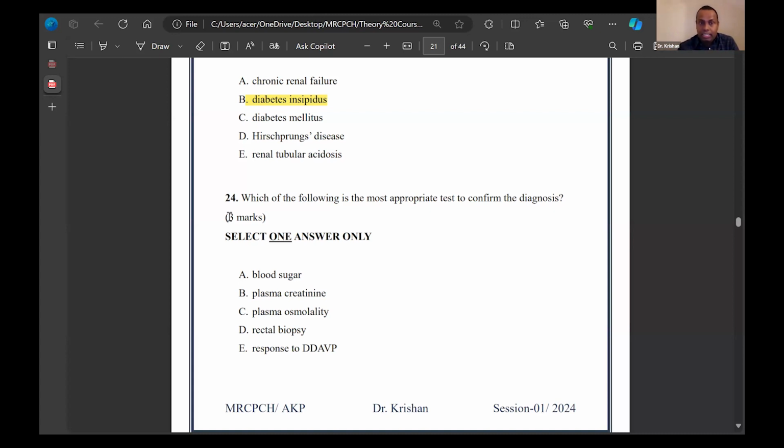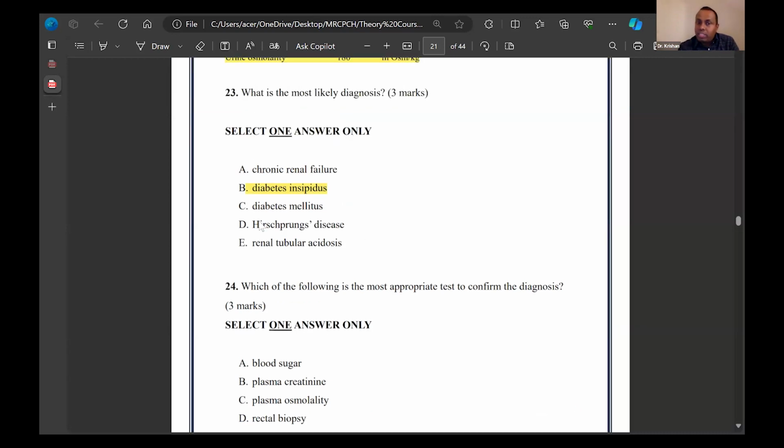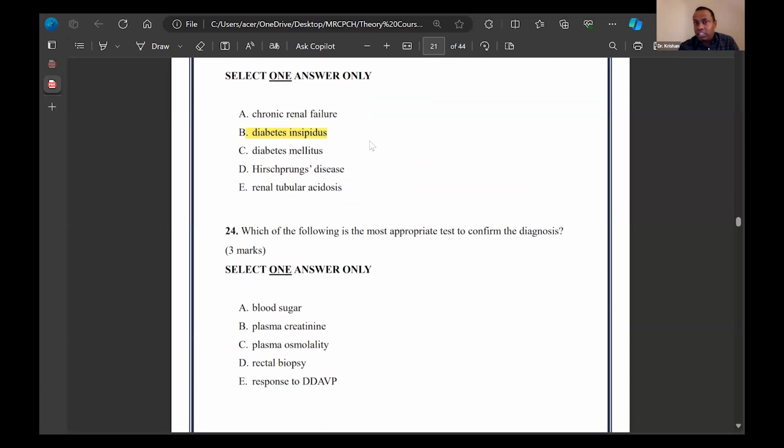Right. The last question. Which of the following is the most appropriate test to confirm the diagnosis? Now, you know, the diagnosis is diabetes insipidus. Diabetes insipidus is due to deficiency of what hormone? Antidiuretic hormone, right? ADH deficiency. So if ADH deficiency is the problem, now look, all the problems in this boy are due to ADH deficiency, right? What do you want to prove? You give ADH and show that the things are reversing.